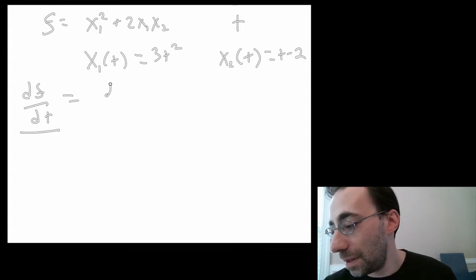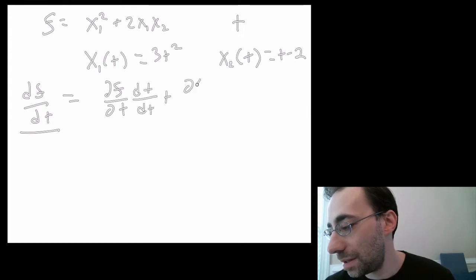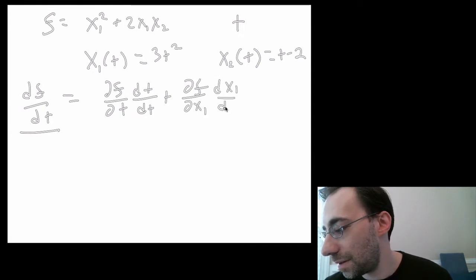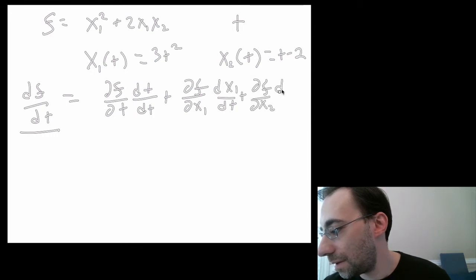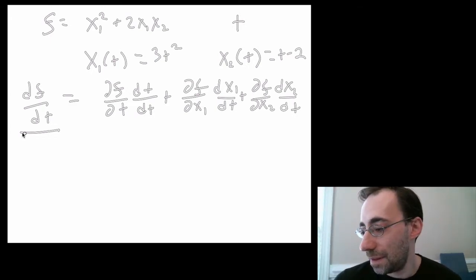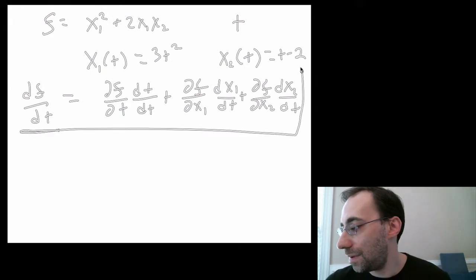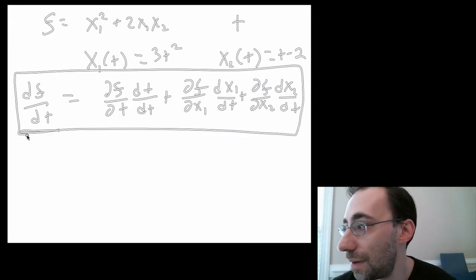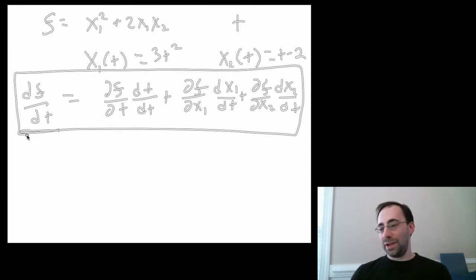Well, if we go through and consider each one of these things, you get the total derivative, which has all of the relevant variables here. So what it says is, let's go term by term here.